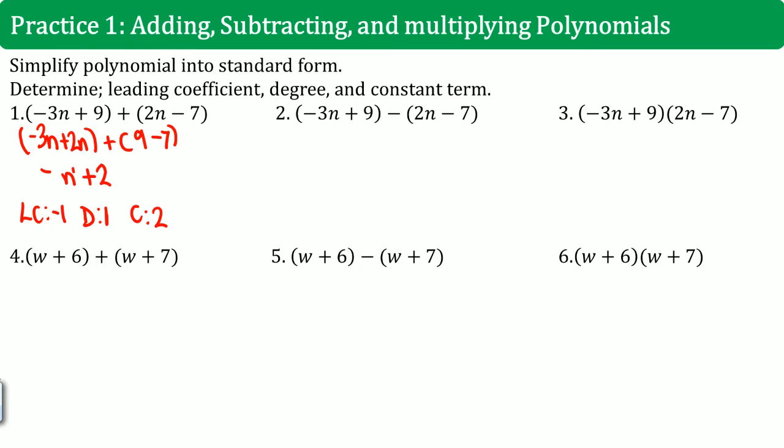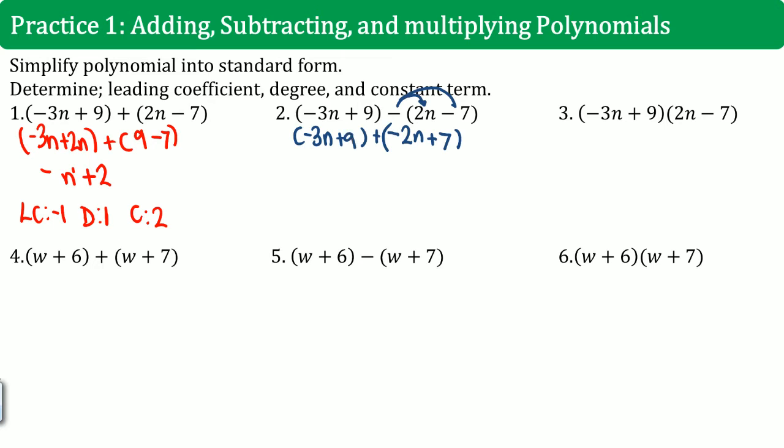Number 2, when you subtract, negative 3n, but this time we're going to subtract. So you know what we are going to do? We are going to distribute this negative to each term. So this becomes minus 2n, and negative 1 times negative 7 becomes plus 7. And you're going to add this, so it becomes negative 3n plus 9.